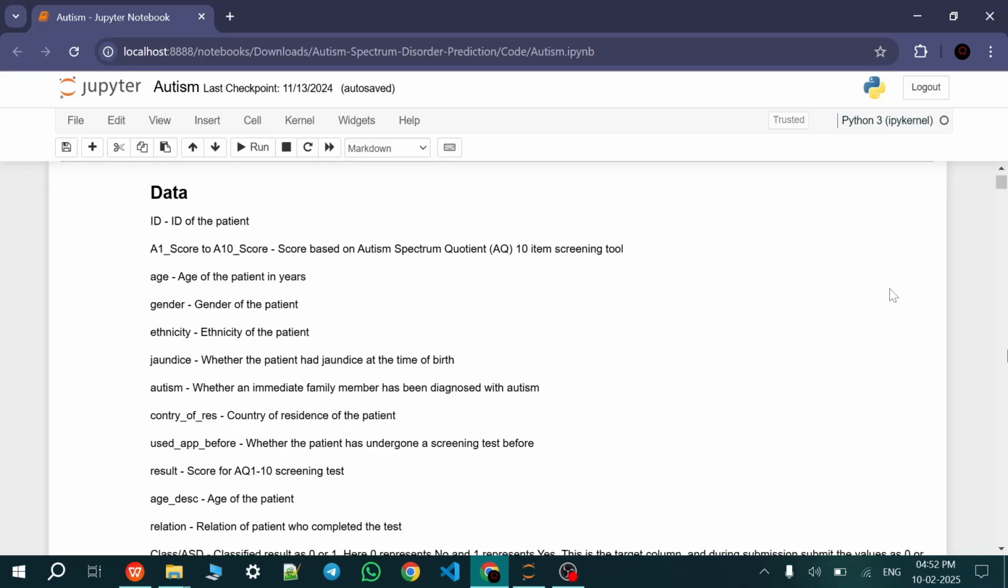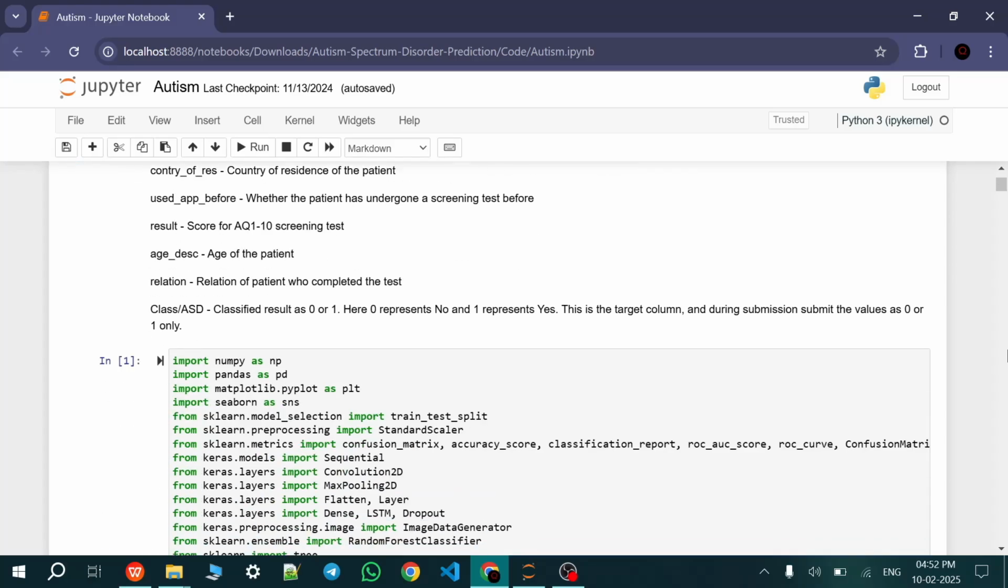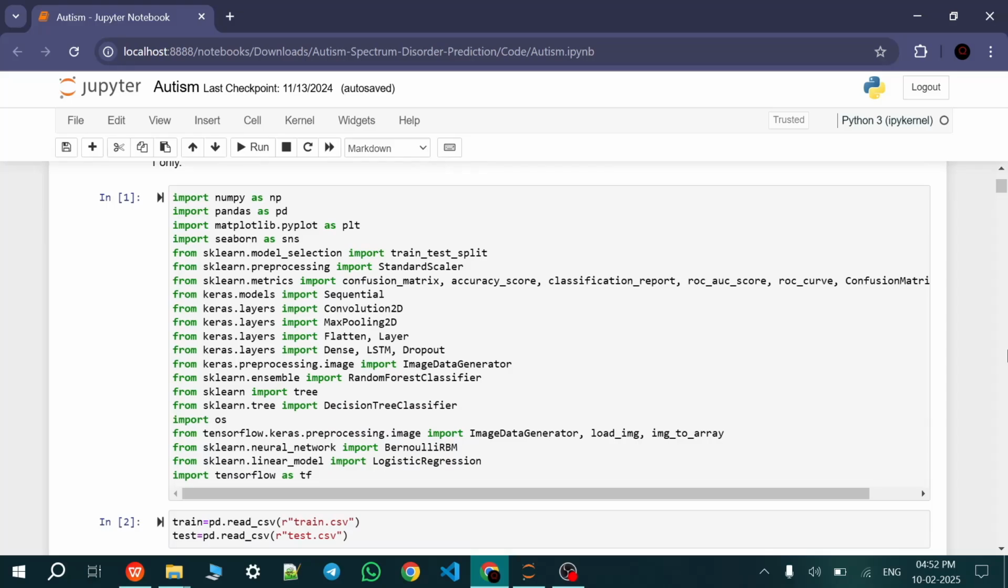You can see what data we have taken. These are basically the properties that I have shared with you, like ID, A1 to A10 score, age, gender, all of those things. These are the libraries that I have used. You can see Scikit-learn for machine learning algorithms, Keras for neural networks, Pandas for data manipulation, NumPy for calculation, Matplotlib and Seaborn for data visualization.